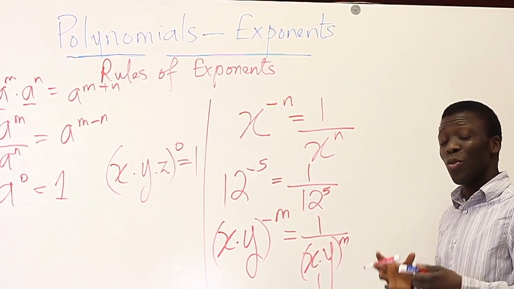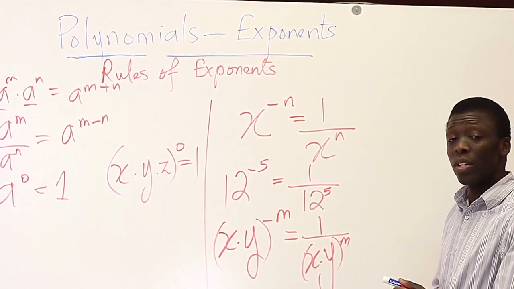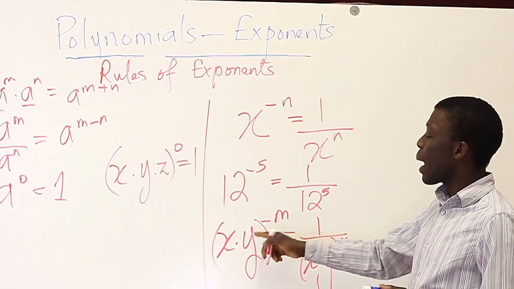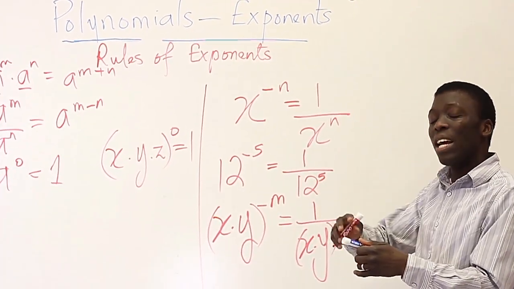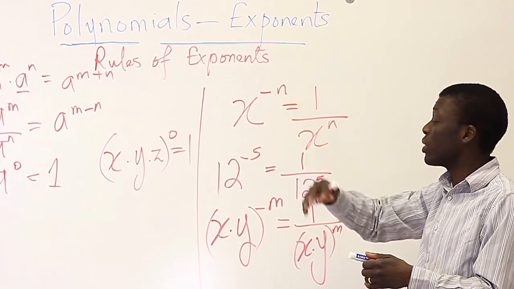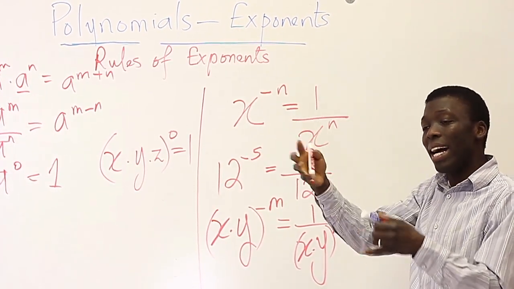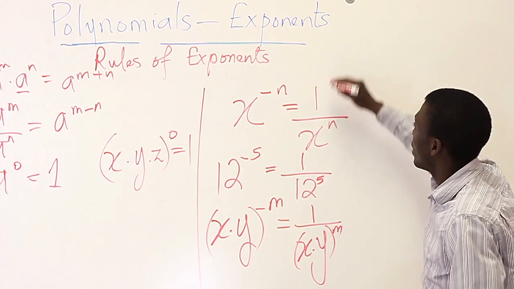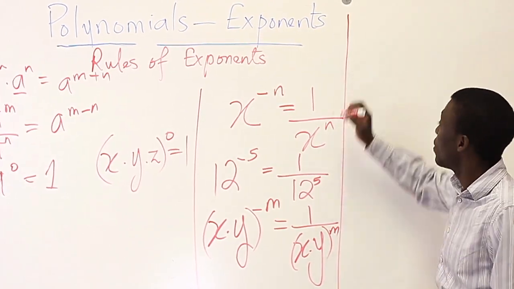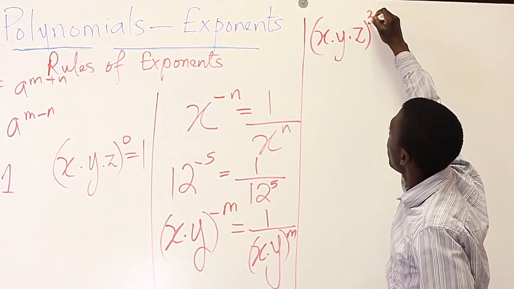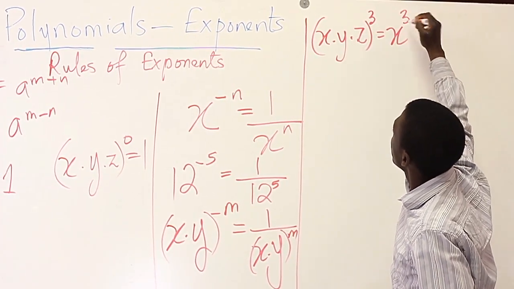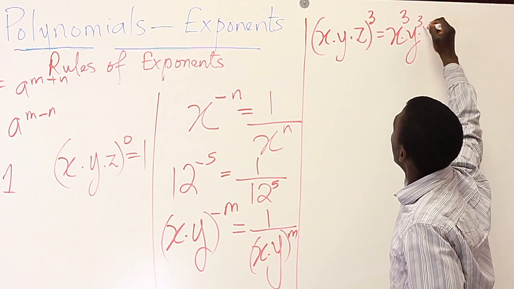Which leads us to one more question to consider: what happens when you have things in parentheses and you have an exponent outside the parentheses? What is the relationship between that exponent and the things inside? Well, let's see what happens. If we have x, y, z to the 3rd power, this actually becomes x cubed, y cubed, and z cubed.